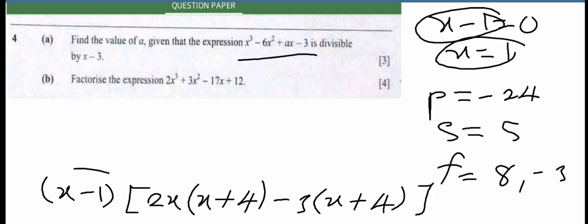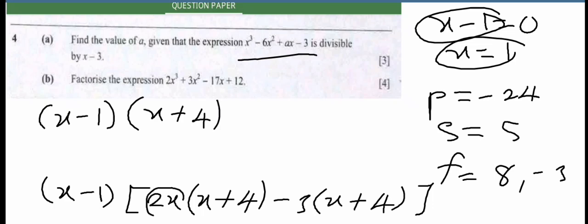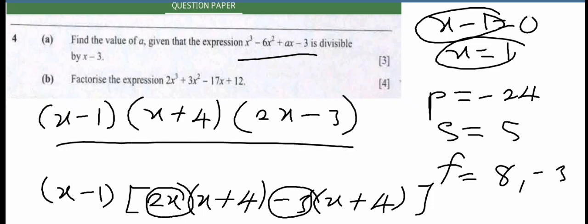So remember, don't forget about this one here. So we need to repeat it, whereby we say x minus 1, then open bracket. So the first thing, we are going to start with this one here, which is x plus 4. So we can say x plus 4. Then the last one is going to be this one, where we are going to say 2x minus 3, which is the last one. So 2x minus 3, then close. So this one is our final answer.